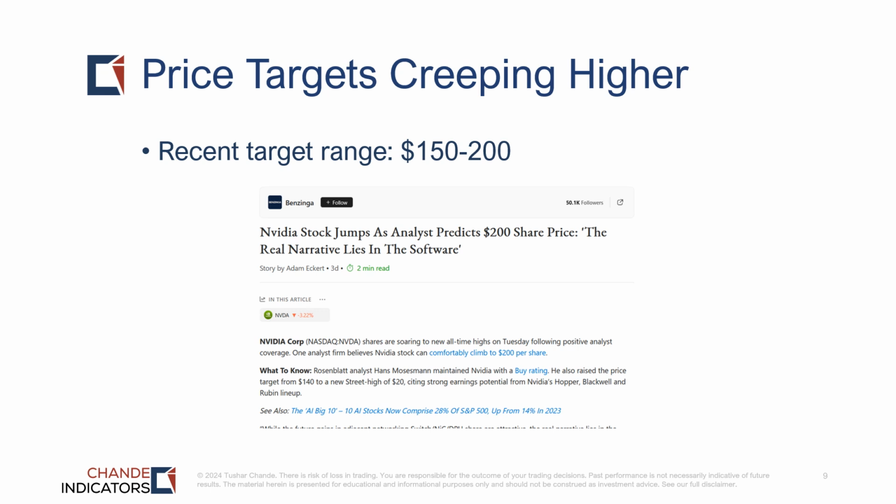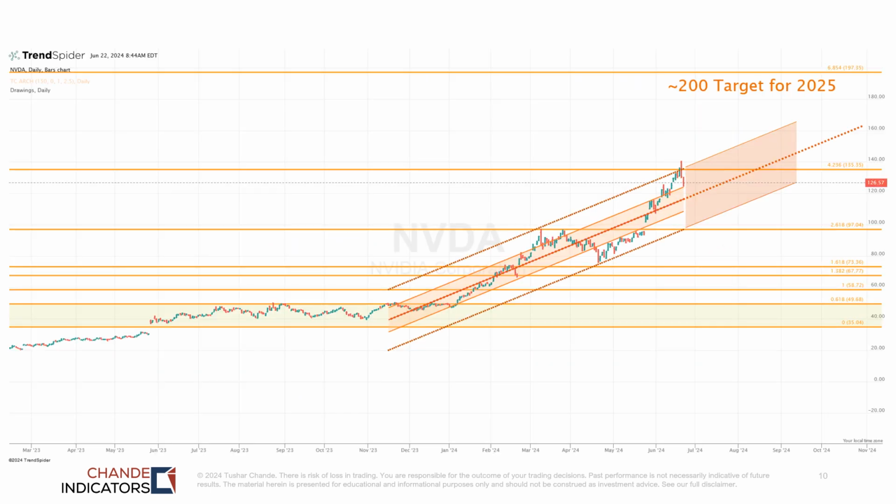So the Wall Street analysts have been raising their price targets. The current high is at 200 from Rosenblatt's Hans Mosesmann, and the range is about 150 to 200. So of course these guys can be wrong, but that just gives you a sense for how optimistic people are on Nvidia's 2025 performance. So this chart shows you that the $200 price target is not unreasonable.